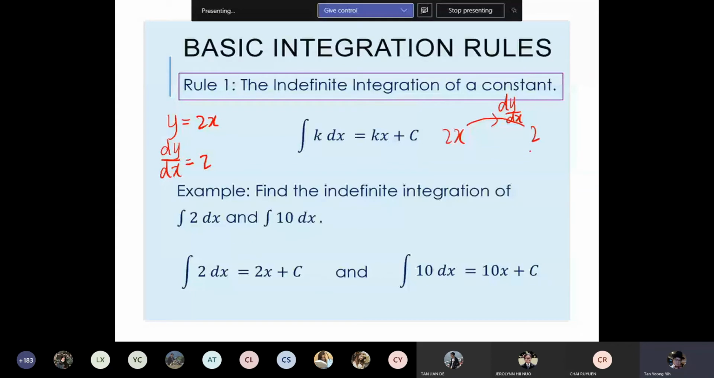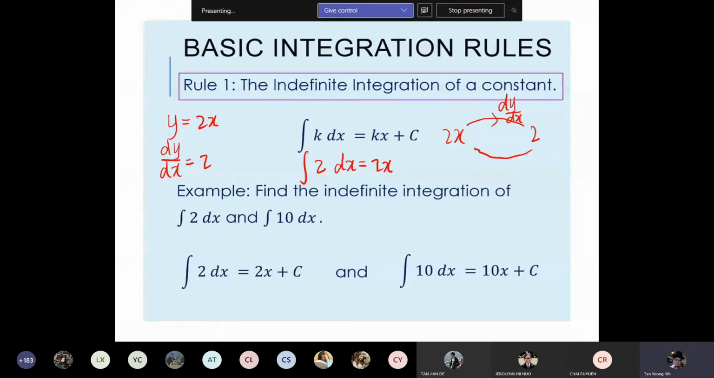So when we integrate 2, we get back the x, so we have 2x. When we integrate a constant, a number, you need to add x for it. This is rule number 1: when we integrate a number, we put the x behind it. Now any questions here?